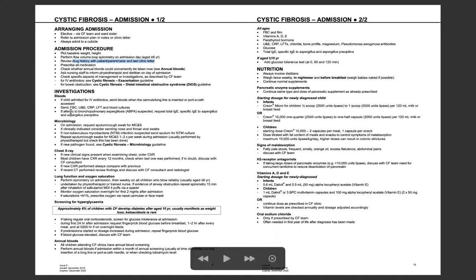So investigations, what do you do? FBC, full blood count, urea and electrolytes, CRP, blood cultures. This is LFT, right? Or the lung function tests? LFT. Okay, it is liver function tests in that context. Yeah, liver function test. If allergic bronchopulmonary aspergillosis is suspected, request IgE also. Only in cases of suspicion.